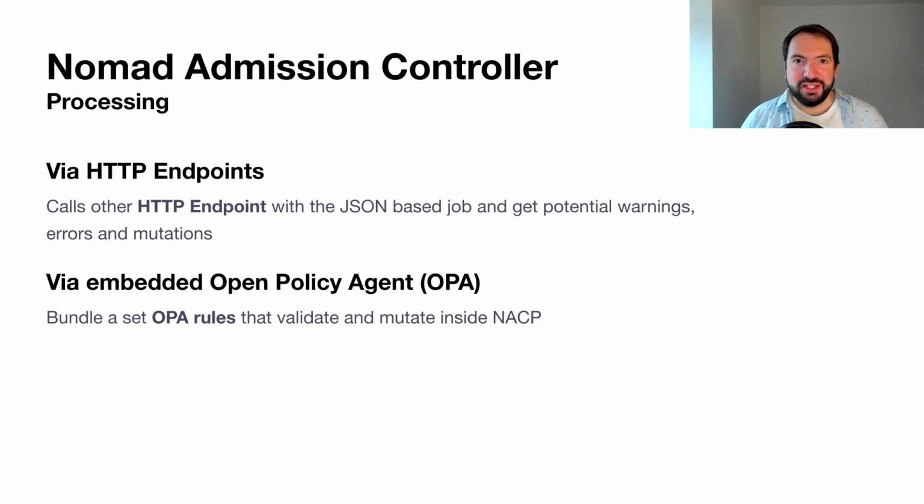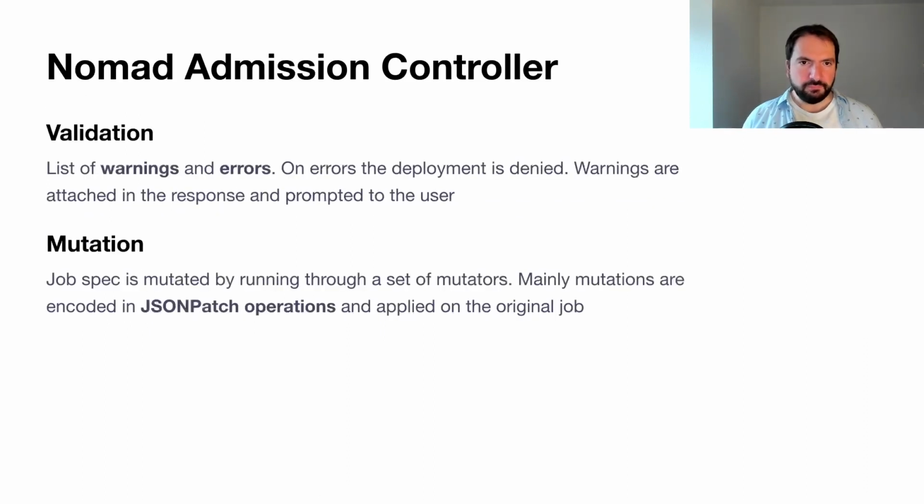Or if you don't want to go full microservice on your proxy, let's build in an Open Policy Agent, and you can bundle the proxy with a set of OPA rules, which are then taken internally by the proxy to validate and mutate things. When we talk about validation, it means you get a list of warnings and errors back, and if an error occurs, you just deny the deployment, and when a warning happens, you just attach it to the response and prompt it to the user.